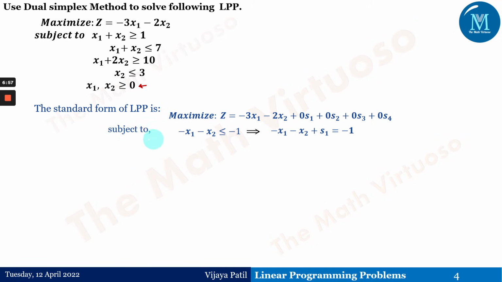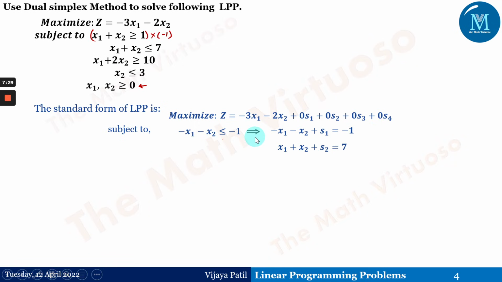Then, subject to the first constraint. The first constraint is greater than or equal to, so we have to multiply this constraint by -1 throughout. We will get the constraint as -x1 - x2 + s1 less than or equal to the negated value. As this is a less than or equal to constraint, we add the slack variable on the left hand side, and that is why the first slack variable comes into the picture in the first constraint.